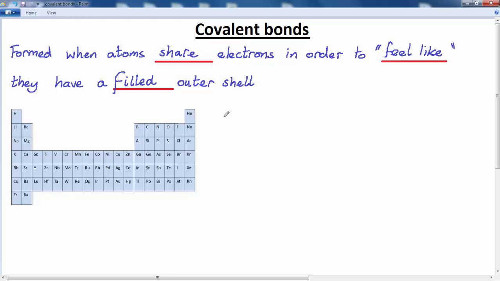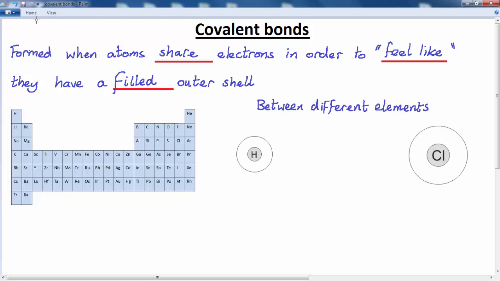So covalent bonds can exist between different elements, for example hydrogen and chlorine. Now we remember that hydrogen, which is the first element in the periodic table, has one electron in its outer shell, and in this particular shell, this is the 1s shell, it requires just one more electron in order to have a filled shell. Whereas chlorine, which is in group 7, has 7 electrons in its outer shell. We'll represent these electrons with crosses. Okay, these are the dot and cross diagrams for chlorine and hydrogen.